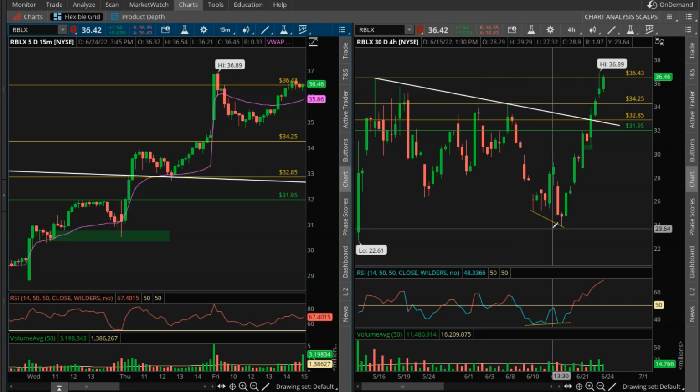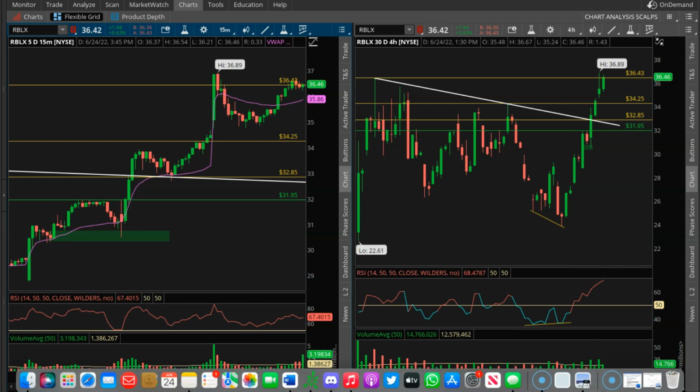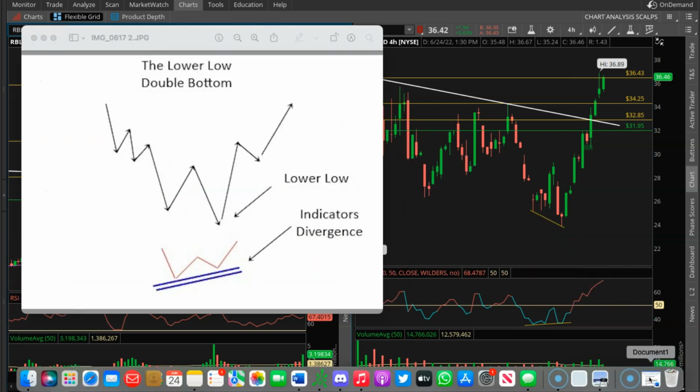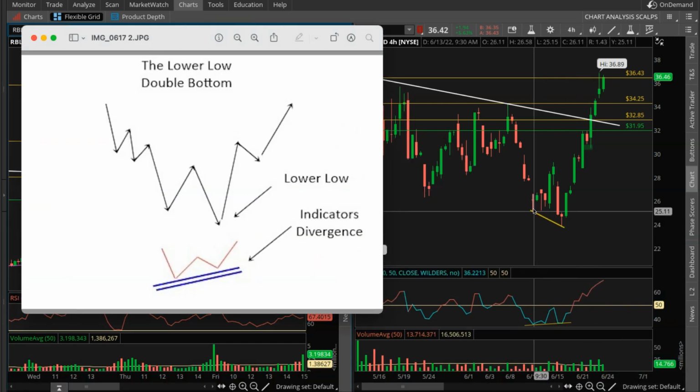So first here on the right, looking at the 30-day 4-hour, the cool secret I was talking about was the lower low double bottom with the indicator divergence. I have a picture here showing exactly what this is. So we have this low at 25.15. We have a couple bounces at this area and make a move into 29.29, before establishing a new low.